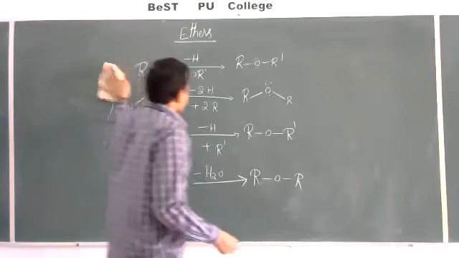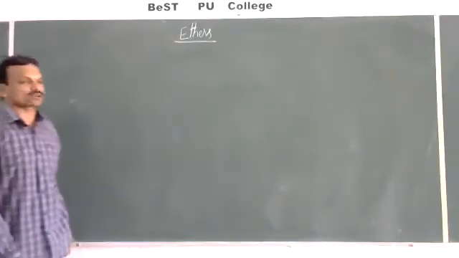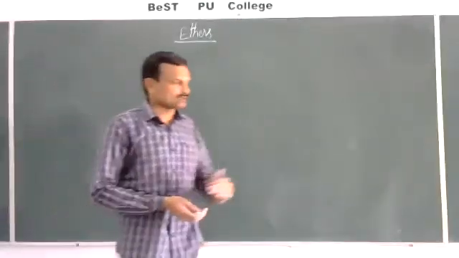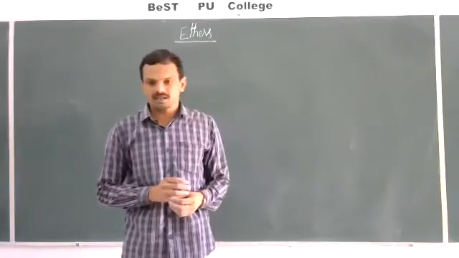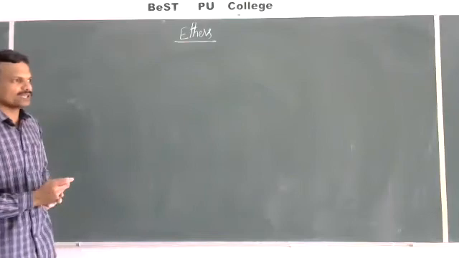Okay. So ethers are the alkoxy derivatives of alkanes, or the dialkyl derivatives of water, or alkyl derivatives of alcohol, or the intermolecular dehydration product of alcohols. So in four different ways we can define ethers. Then, how to classify ethers?